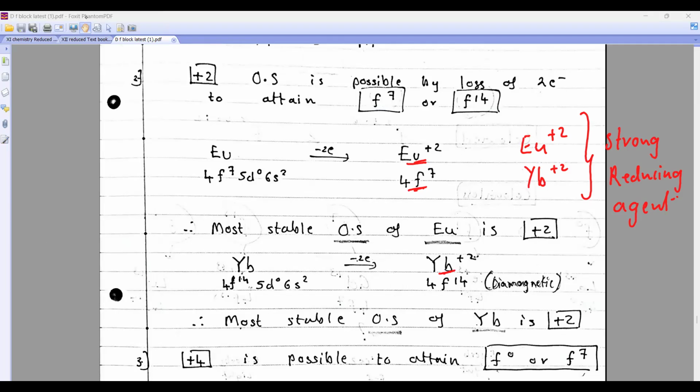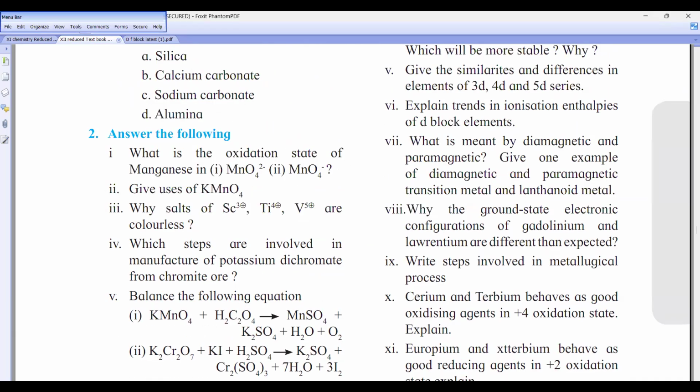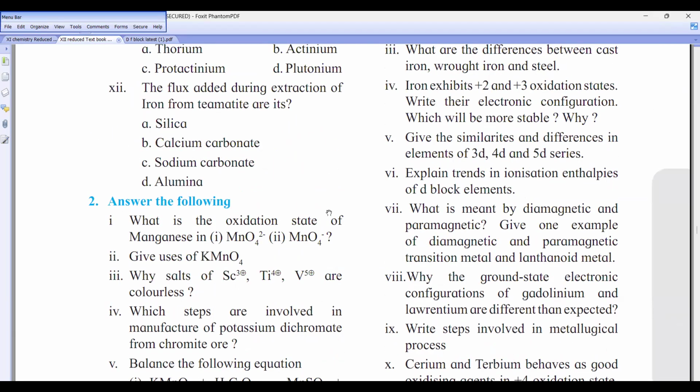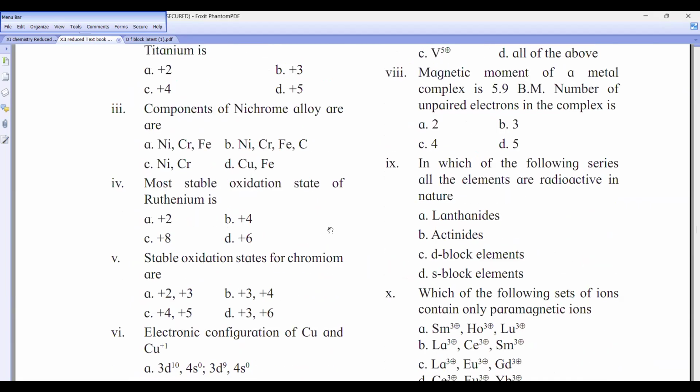Now what question will they ask? Look here, the spelling is wrong, ytterbium. Europium and ytterbium act as a strong reducing agent. Clear? Will you be able to do it? Clear? So this was all about your oxidation state.